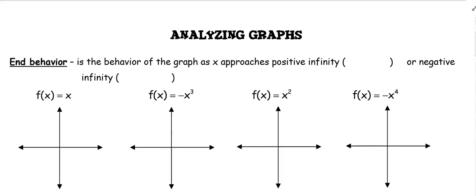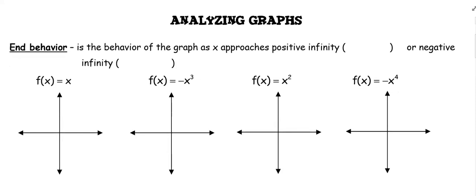Hello, today we're going to be looking at analyzing graphs, which we've looked at before, so we're going to look at polynomials. We're going to make some generalizations. The first generalization we're going to make is about different polynomials and their end behavior. End behavior is the behavior of the graph as x approaches positive infinity or negative infinity.